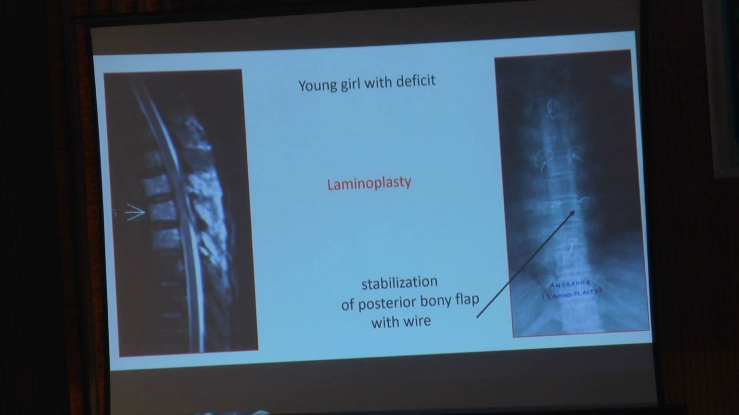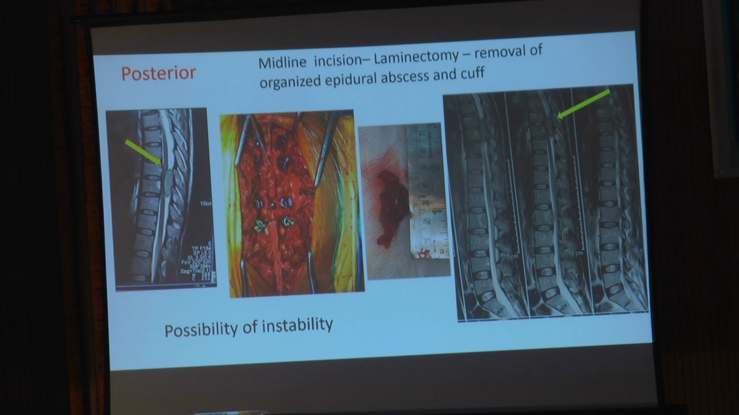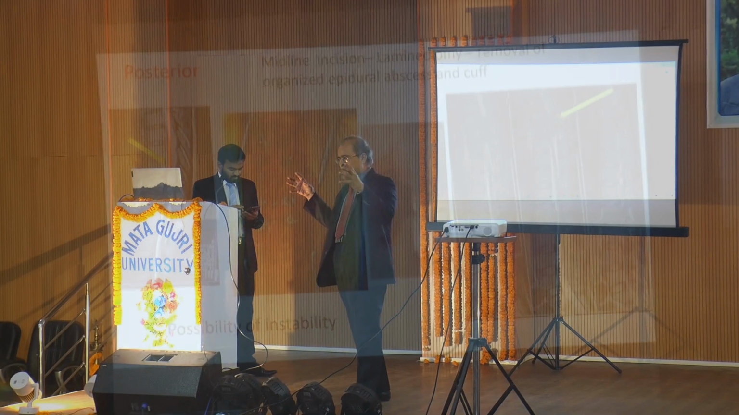I have tied. You can see that wire. Okay, I have reattached it. Okay, so this was a young girl. Now you can do posterior decompression. You can take a midline incision, laminectomy, and removal of the organized epithelial tissue in that area.